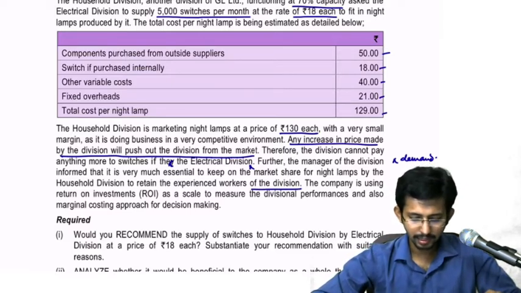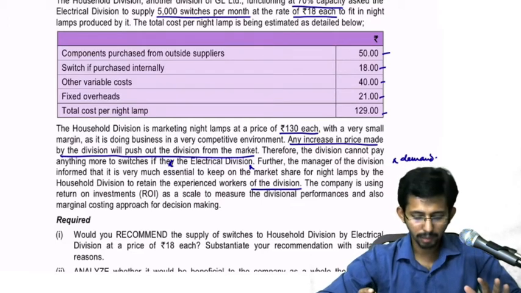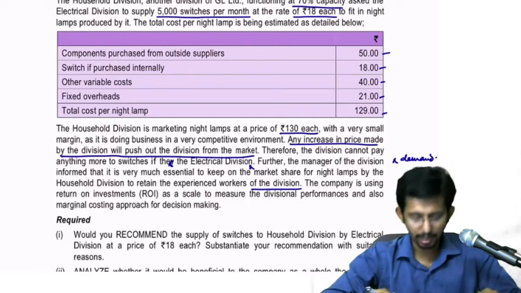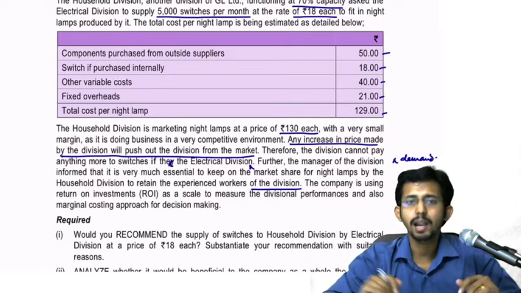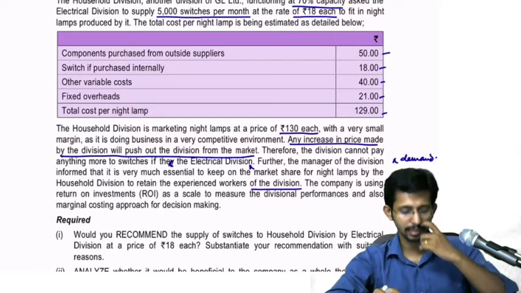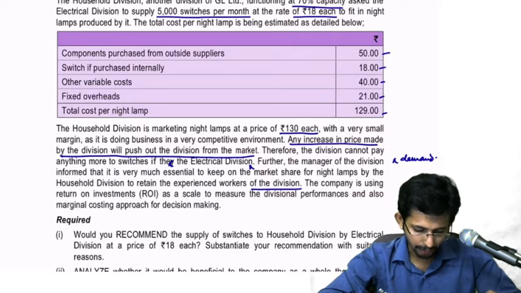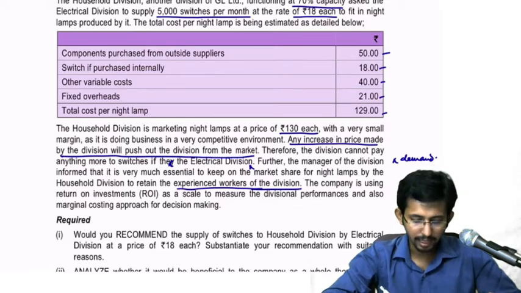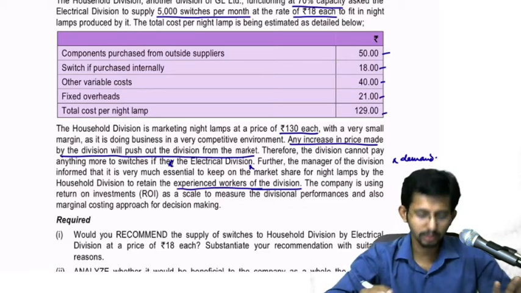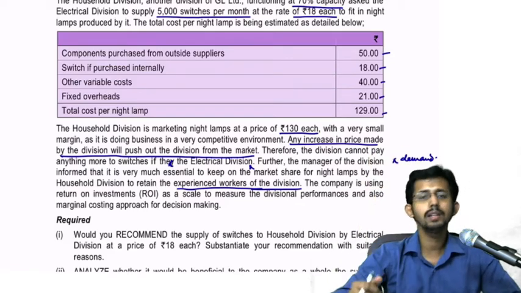So what's happening is they cannot increase the price. If they increase the price, what will happen? They will have to go out of the market. And also, second thing, they will have to keep the existing market share. Why they have to keep the existing market share? Because there are employees, and these employees have to be retained. Experienced workers have to be retained. Those experienced workers can be retained only if this same volume is maintained. So there is no scope for increasing the price. If they increase the price, the volume will come down.